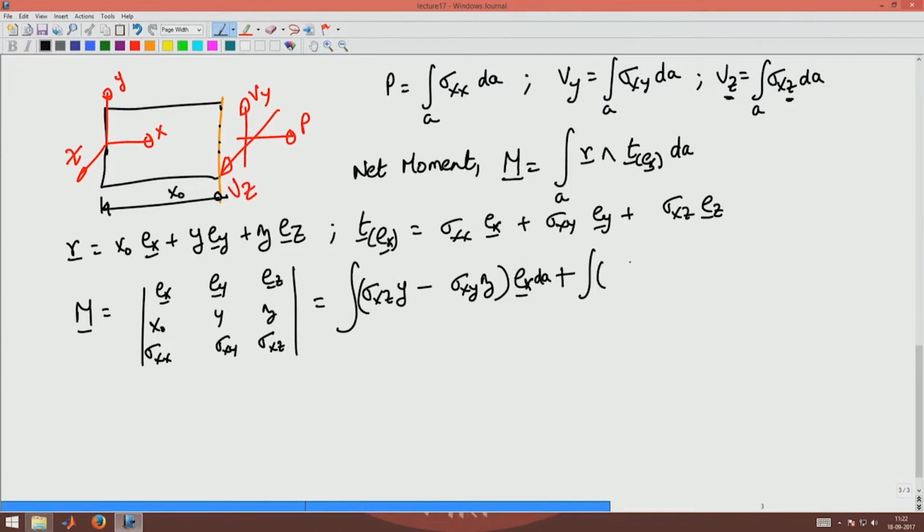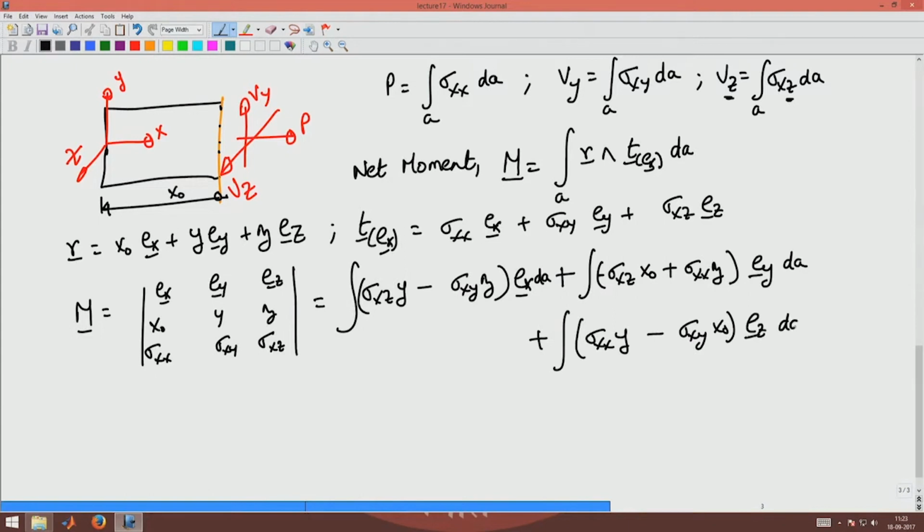plus sigma xz into x naught minus sigma xx into z, Ey dA, plus integral sigma xx into y minus sigma xy into x naught, Ez dA.